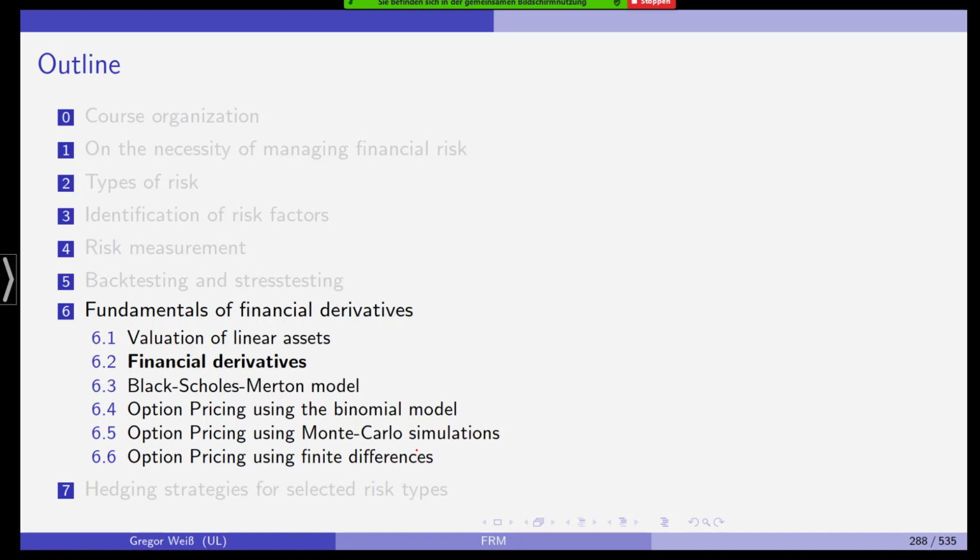Okay, so that's the valuation of linear assets. Why are they called linear? Because the price and thus the price risk depend linearly on the changes in the risk factors. If you have an increase or decrease in the interest rate, usually you will see a linear trend in the price. This is different for most financial derivatives, where we have a nonlinear relation between the risk factors and the prices of these instruments. And that's why next we want to discuss financial derivatives.